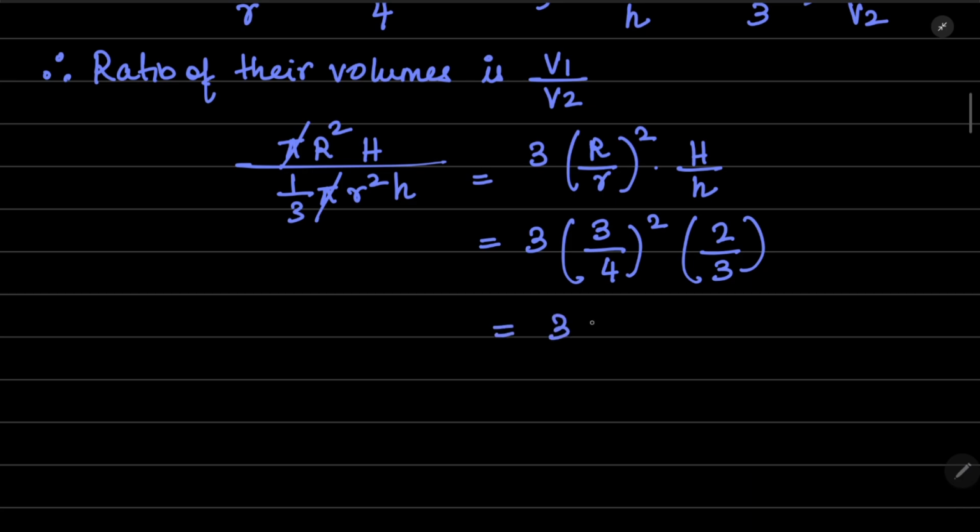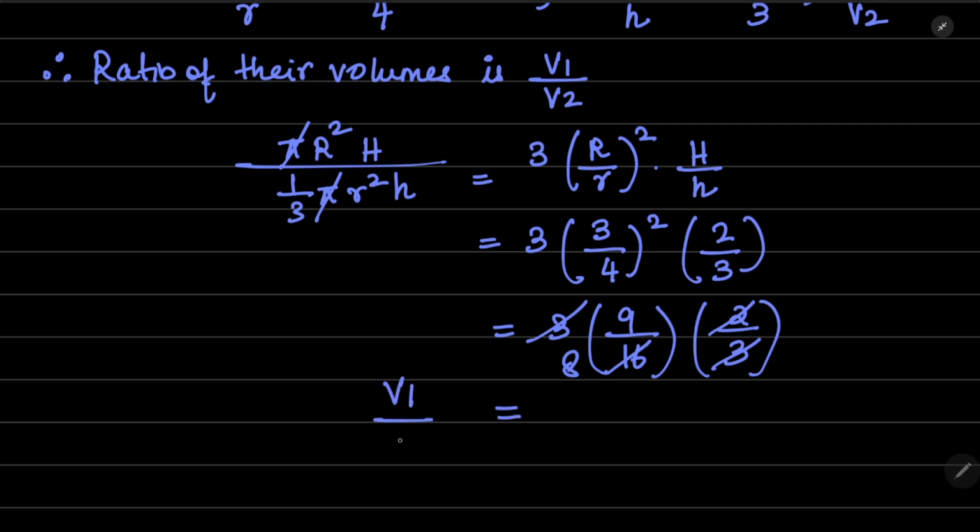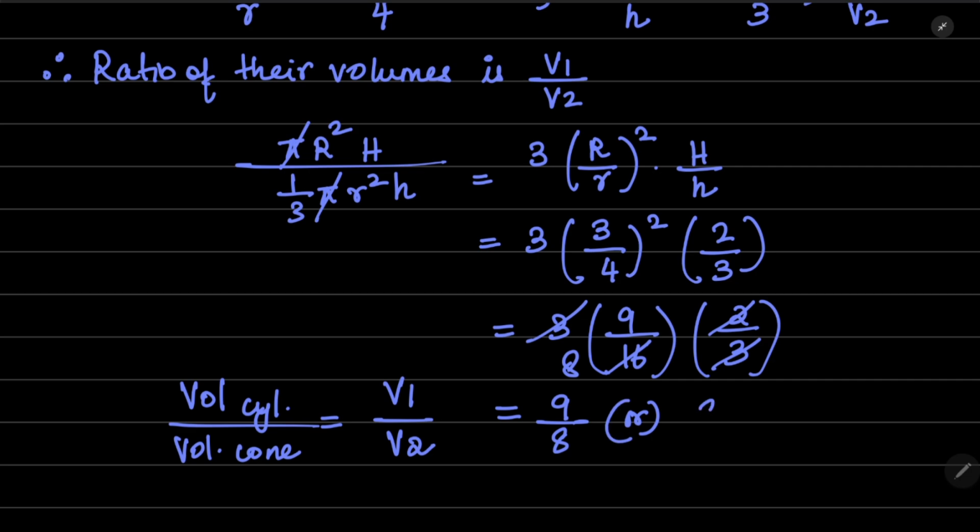So this is nothing but 3 multiplied by 9 by 16 into 2 by 3. So 3 gets cancelled. 2 into 8. So what is the ratio of V1 by V2? That is the volume of the cylinder divided by the volume of the cone, which is nothing but 9 is to 8. You can also write it in terms of ratio or fraction. 9 is to 8. Okay, so this is the ratio.